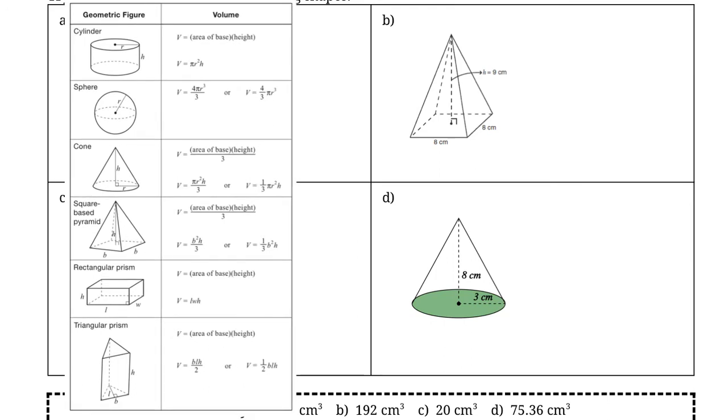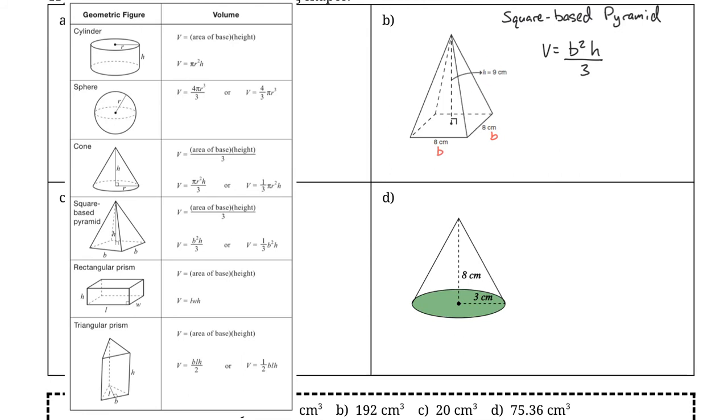In question B, we have a square-based pyramid. At the bottom, there is a square, that's our base, and then we have 4 triangles that all meet at the top. The formula for the volume of a square-based pyramid is V equals B squared times H divided by 3. So we need to identify what B and H is in our diagram. So B is the side length of our square. So that would be 8. And H is the height of our square-based pyramid, and that's actually already labeled for us.